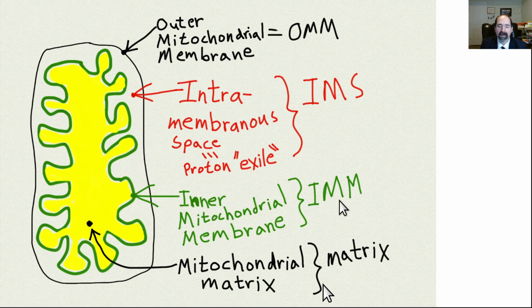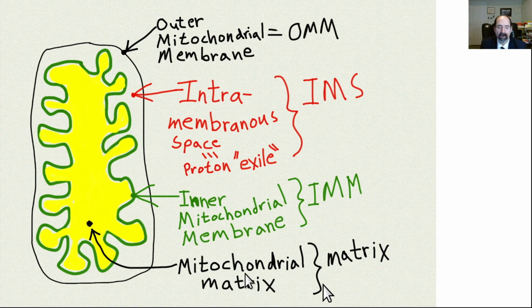Now here's the IMM, the inner mitochondrial membrane. That's where all those proton pumping complexes are located. It's kind of convoluted to increase surface area. Any given individual cell can have 1,000 or 2,000 mitochondria, and some have even more than that, so they make a lot of ATP.